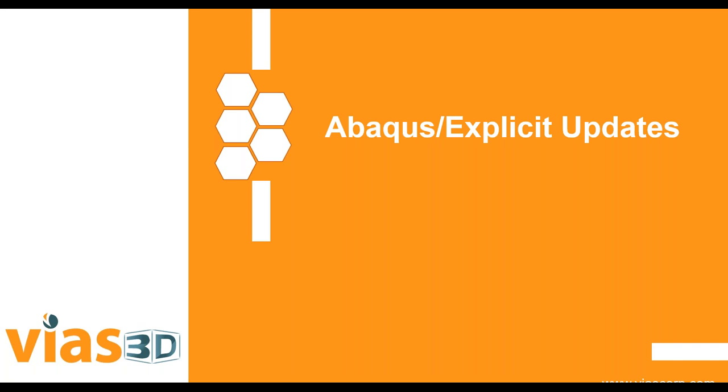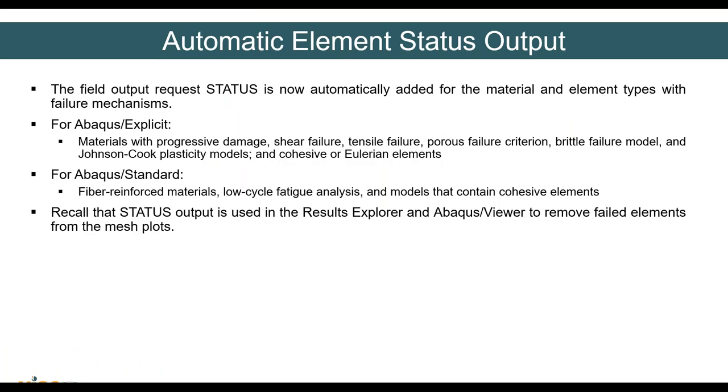So let's move to the enhancements that we have in the current version, 2021 Abaqus Explicit. The new thing is the automatic element status output. The status output has been there for a long time, but what we have done is this output is now automatically requested and added as an output for materials and elements which have a failure mechanism. That is the default for Abaqus Explicit wherever you have a material with progressive damage, shear failure, tensile failure, etc. And in Abaqus Standard, there is a default when you have fiber reinforced material, low cycle fatigue analysis, and cohesive elements. So in these use cases, the status variable has become default.